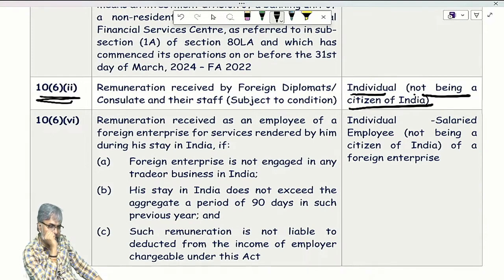If that is the case, then is the salary given to these Indian employees also exempt under 10.62? They are also known as diplomats, consulate, and their staff. So they are the staff of the consulate. Will they also be eligible for exemption? Because it is only for whom? For an individual who is not a citizen of India. Is that part clear to all of you? Just be very careful.